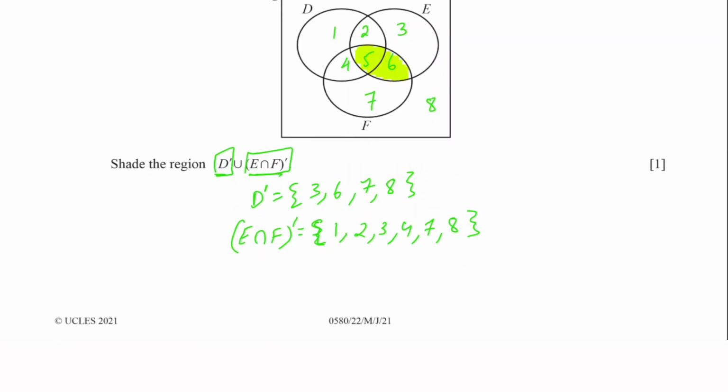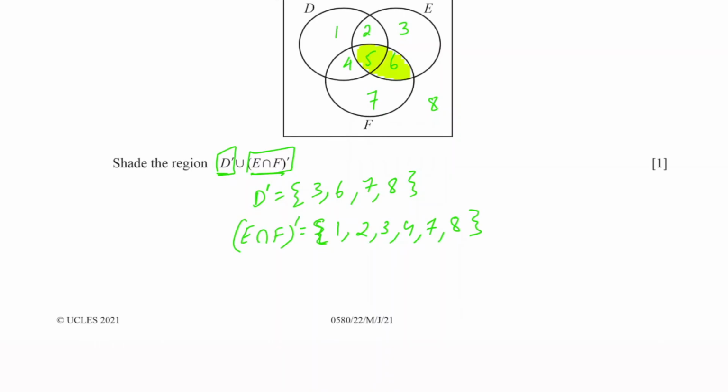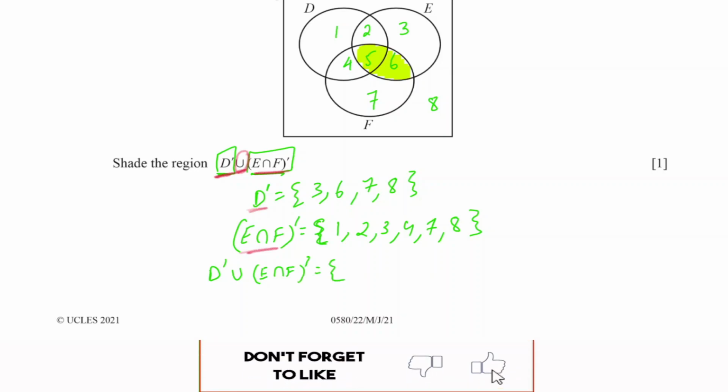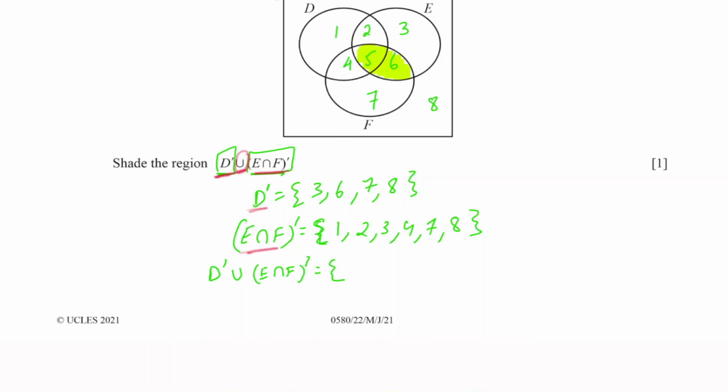Now you have to focus on this sign in between. D we have taken, E intersection F' is here. What is this sign in between? That is union. Union means we have to write every number. So D' union E intersection F' equals what? We have to take all the numbers. If it were intersection, only the intersection part you would take, but because it's union, we take all the numbers.